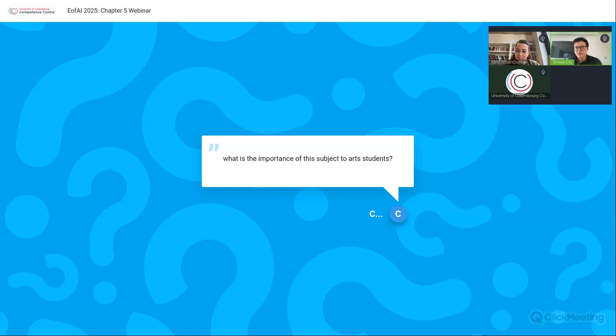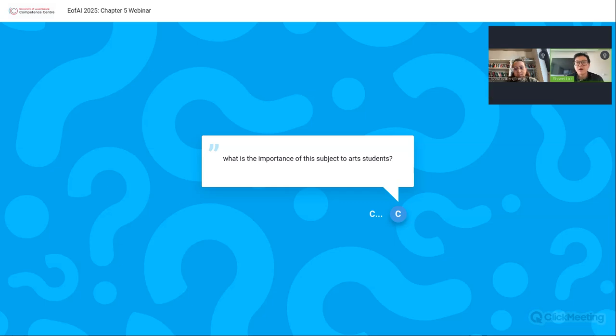This is what I believe, because I'm Chinese. In China, I can say it's already changed. The DeepSeek model already changed many fields. I think for arts, we don't need to learn how to build our model. At least we need to be familiar with how to use AI to help us develop things.